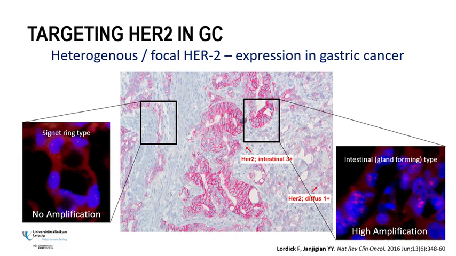In the center of this slide you see the immunohistochemistry staining of the HER2 receptor, and you clearly can see that in the center of the picture there is a nice membranous overexpression of HER2, while in the left-sided and right-sided peripheral parts of this slide there are parts of the tumor which look quite different.